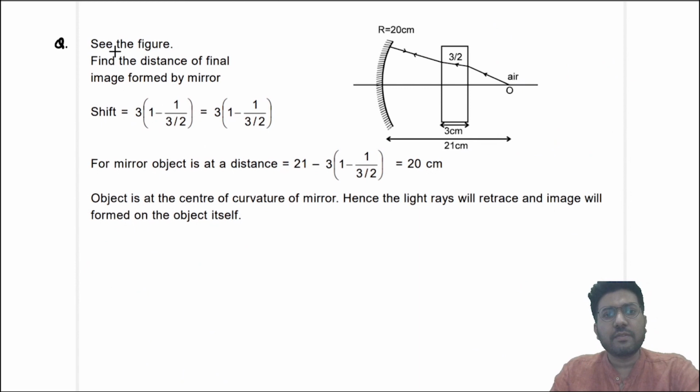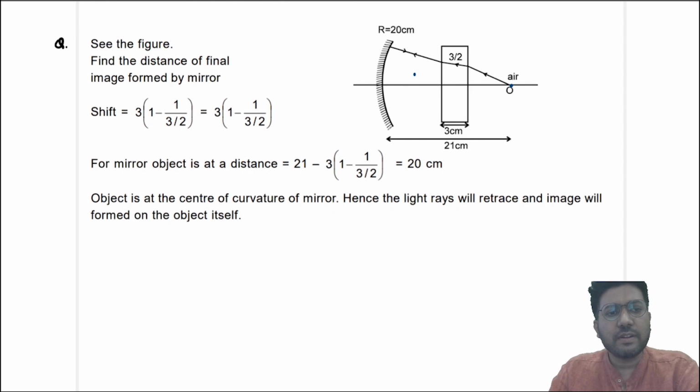Okay, now this is a very important question here. Suppose you have a slab and there is an object here, this side is air, this side is also air, and on this side there is a concave mirror whose radius of curvature is given as 20 centimeter, that is the focus is 10 centimeter, right? Okay, the thickness of the slab is given as 3 centimeter and the refractive index of the slab is given as 3 by 2. This total distance is given as 21 centimeter. We need to find the final position of the image.